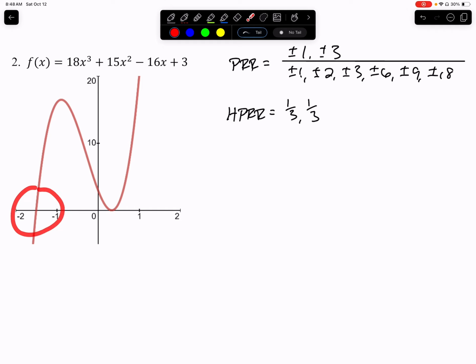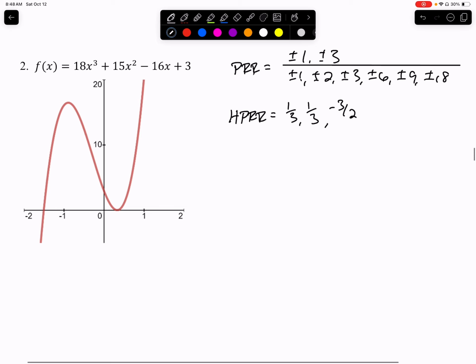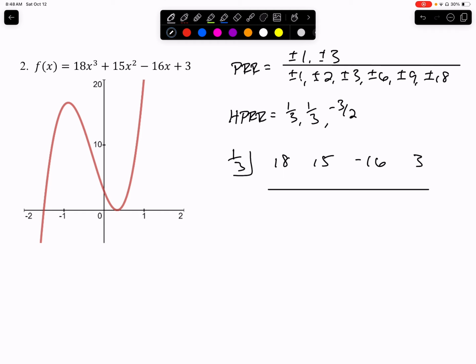This one here appears to be halfway between -1 and -2. So that would be -3 over 2. Then we use synthetic division to make sure we're not missing any terms. We're not. Make sure they're in descending order. They are. We're going to divide synthetically. I'm going to do a third because that's easiest. 18, bring her down. A third of 18 means 18 divided by 3. And then I add, and then I multiply, and then I add, and then I multiply. I get a remainder of 0.